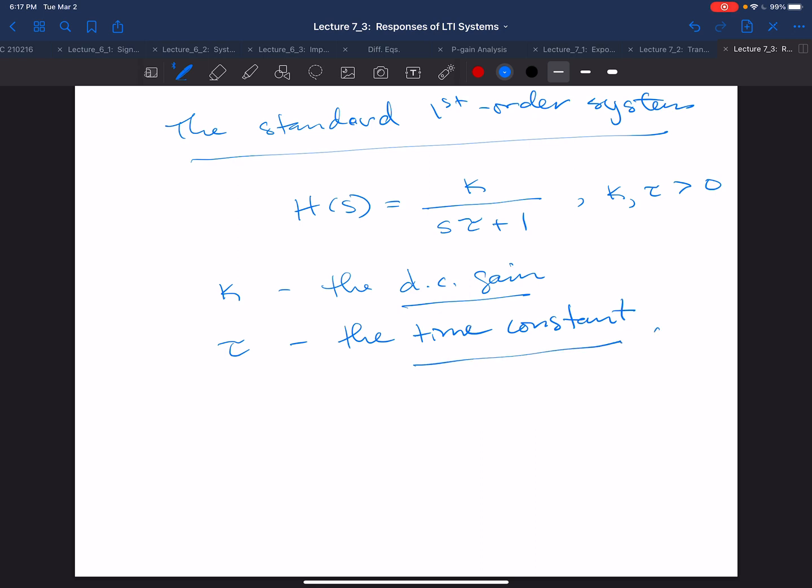You know already, because this has just a single real pole, that the impulse response, for instance, is going to be an exponential. In the case where τ is greater than 0, it's going to be a decaying exponential. And the value of τ determines the rate of decay. That's why we call τ the time constant. But we'll look at this example in detail in the next video.